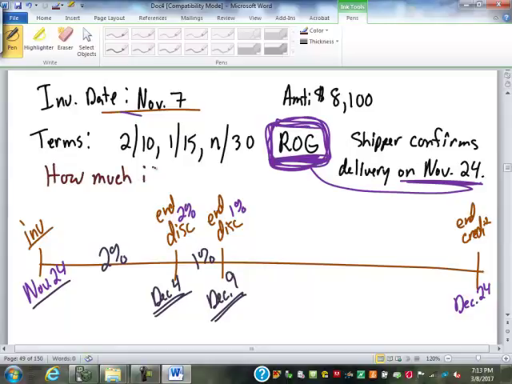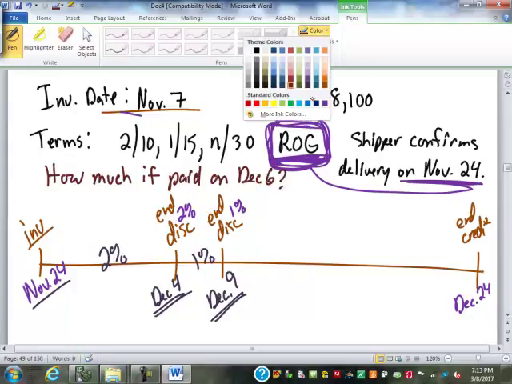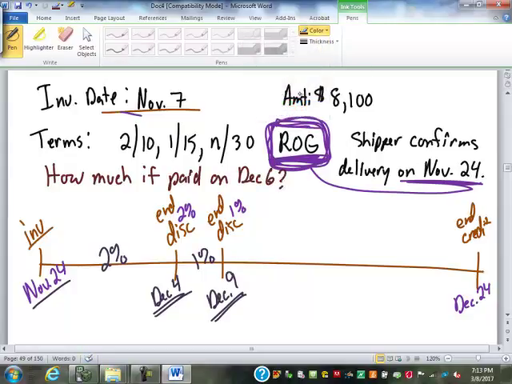So, assume I'm saying how much is paid, I'm just being lazy. How much if paid on December 6th? Now I'm going to show you a shortcut here. What percent discount do they get on December 6th? 1%.